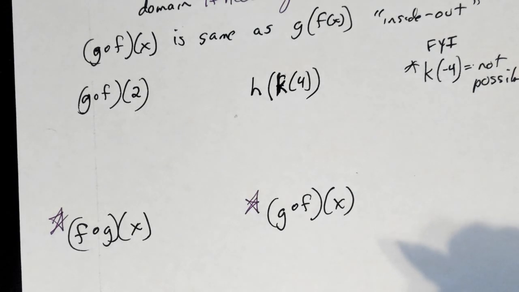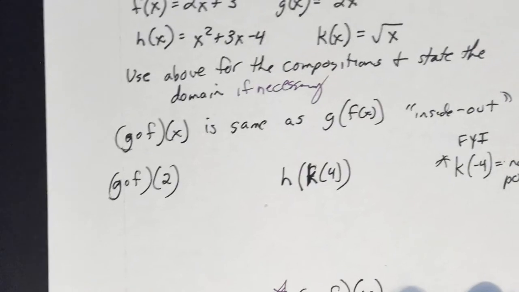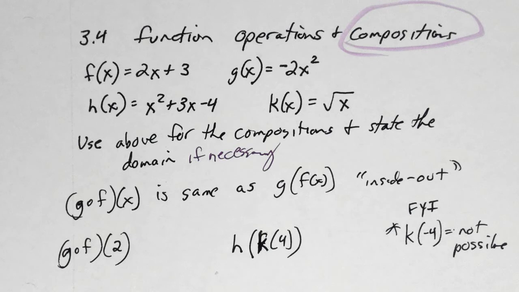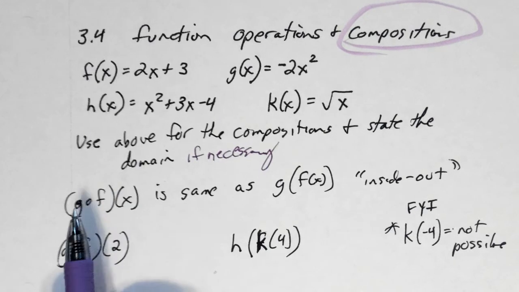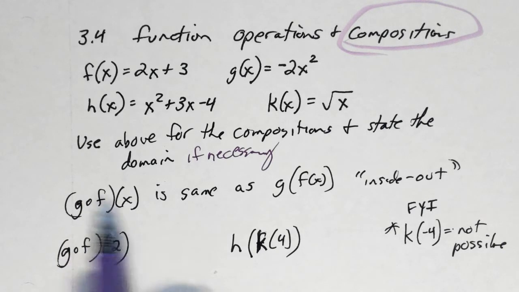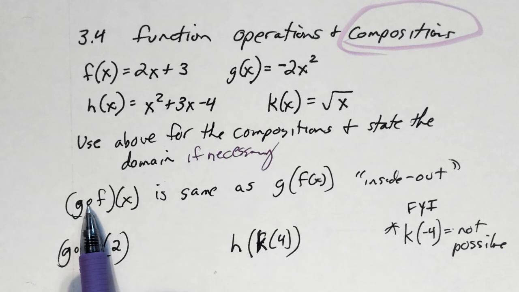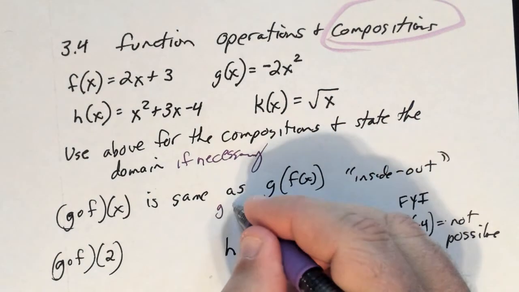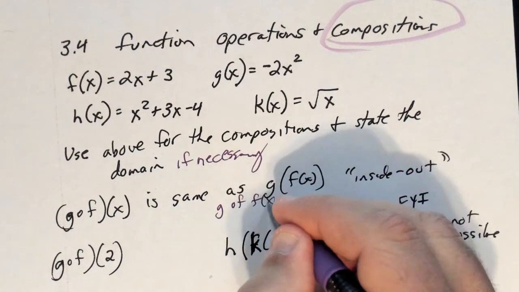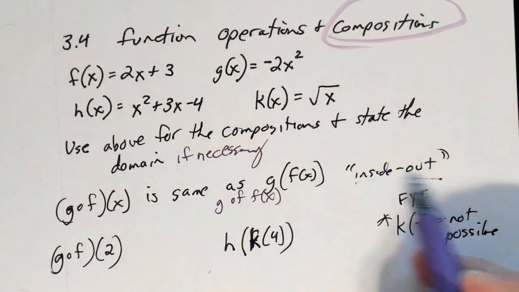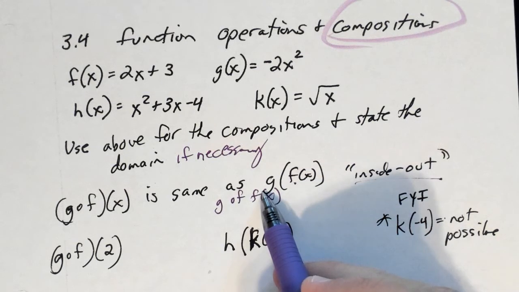So, what is a composition? A composition is when you take a function and put it into another function. When we look at it, it's going to be written 2 different ways. g of f of x, with this little circle here. It's the same as g of f of x, and they write it as g of f of x. And basically you're going to work it inside out. You're going to put the f function into the g function.